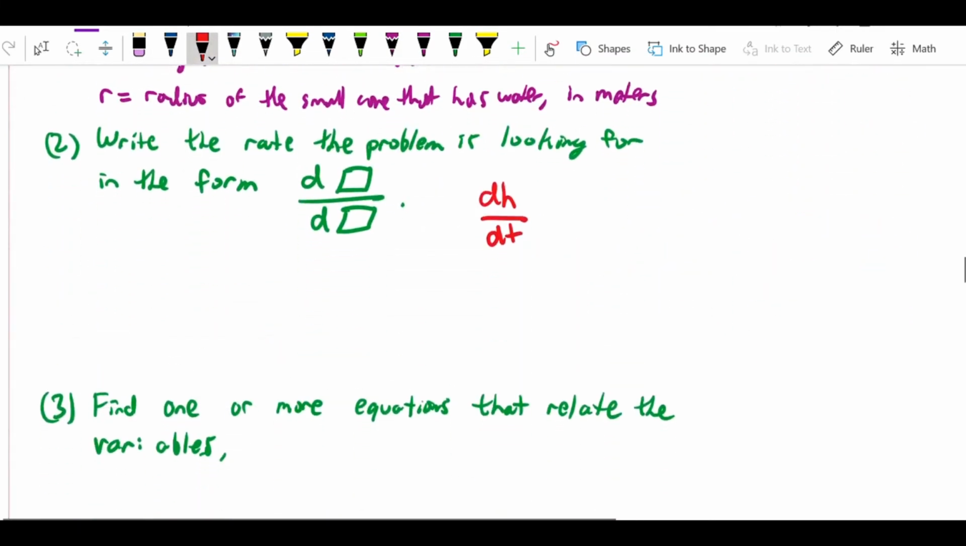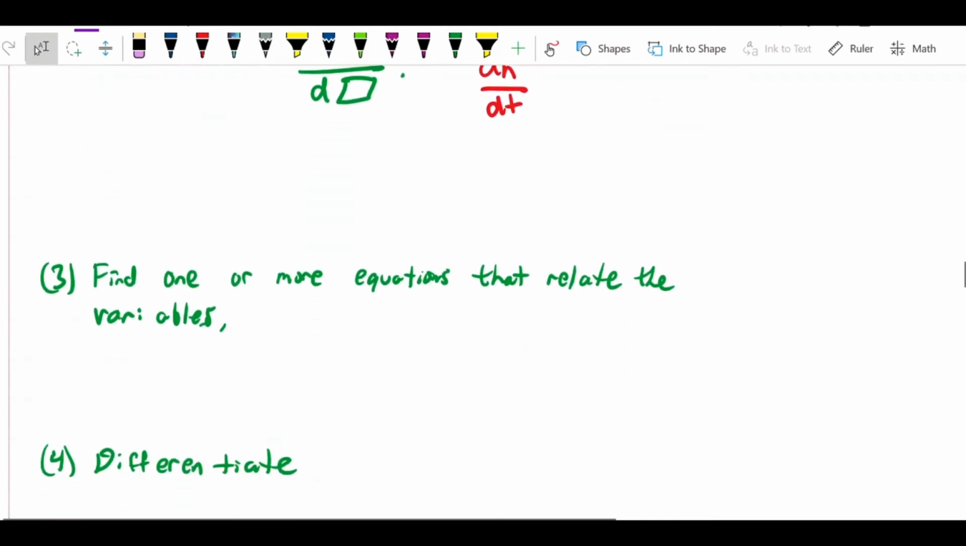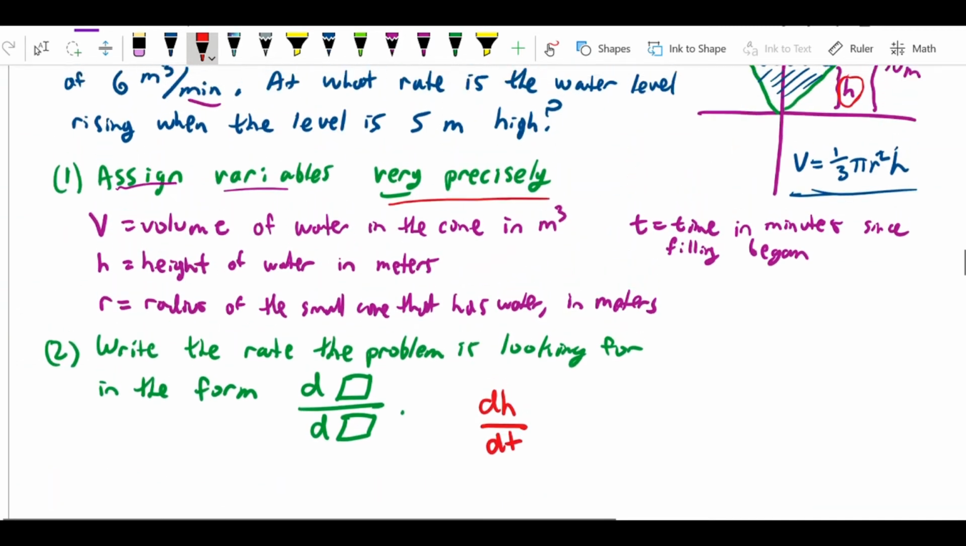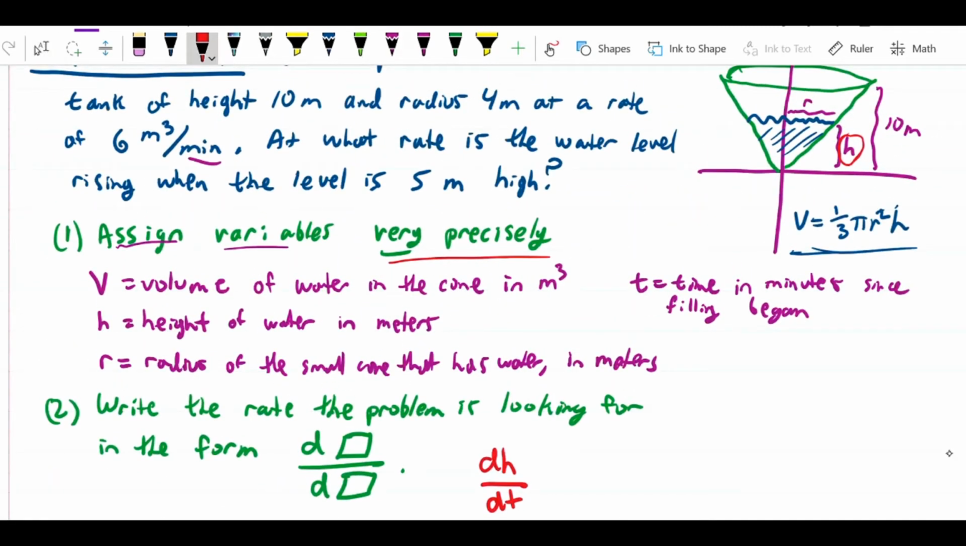So anyway, what we know is that an equation that relates the variables is V, I can write it in red, V equals 1/3 pi r squared h. The thing is, I really want this in terms of one variable. If you notice, the quantity that we're being asked about is dh over dt. It doesn't really involve r. So what I really want to be able to do is write this entire equation just in terms of h.